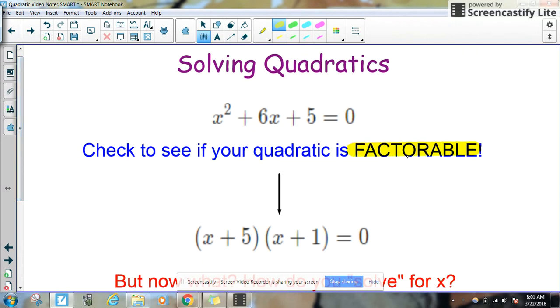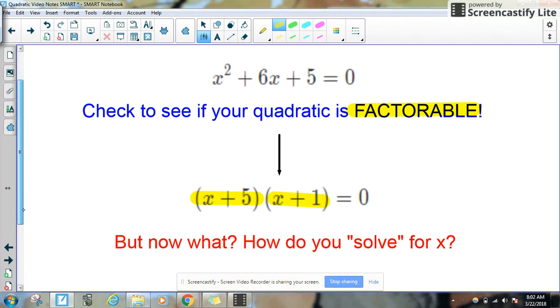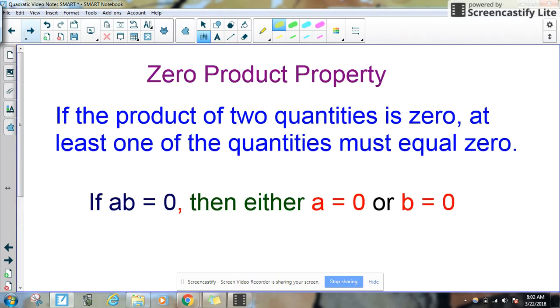Once you set the y value equal to 0, the first method to see if you could solve the quadratic is to see if it's factorable. So this particular quadratic I gave you is factorable to x plus 5 times x plus 1. The question is, once you factor your quadratic and it's still set equal to 0, how do you solve for x? Well, that's when the zero product property is going to help us out.